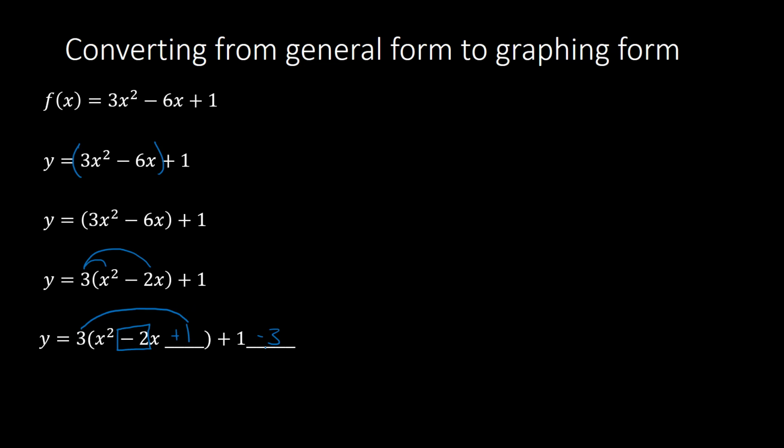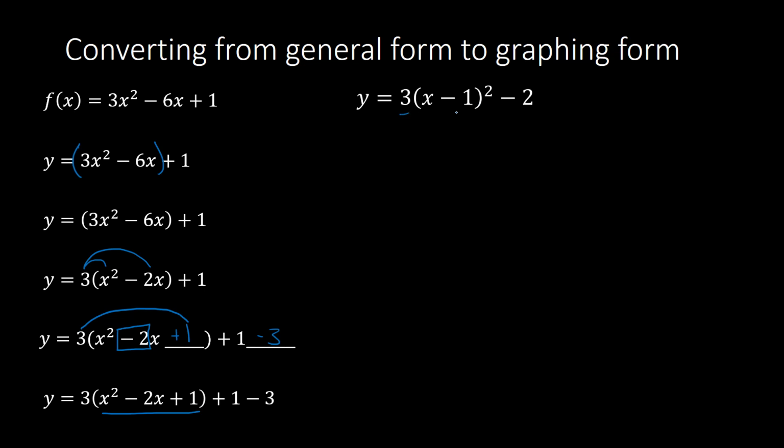So now I have 1 minus 3, which gives me negative 2. And then the parentheses can simplify. You can factor that. So when you factor, you get x minus 1 times x minus 1, or x minus 1 squared. Okay? And then this is in graphing form. We have the number in the front, we have this squared, and then a number out here at the end. And we can graph this if we wanted, where the 3 is kind of like my slope, negative 1 is your horizontal shift, this is your vertical shift.